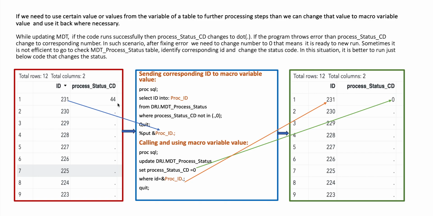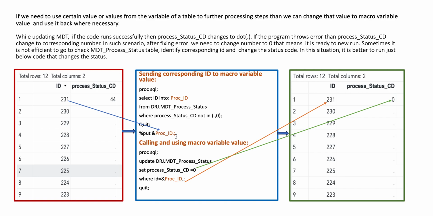In such a scenario, we use the Proc SQL select into clause. First step, we are going to change this value 231 to the value of a macro variable. Proc SQL, select ID into proc_ID, where proc_ID is the macro variable name, from drj.mdt_process_status. That means drj is a permanent library and mdt_process_status is the table name. We are using a where condition where process status code not in dot and 0. That means we are going to identify the process status code equal to a certain number, and quit.